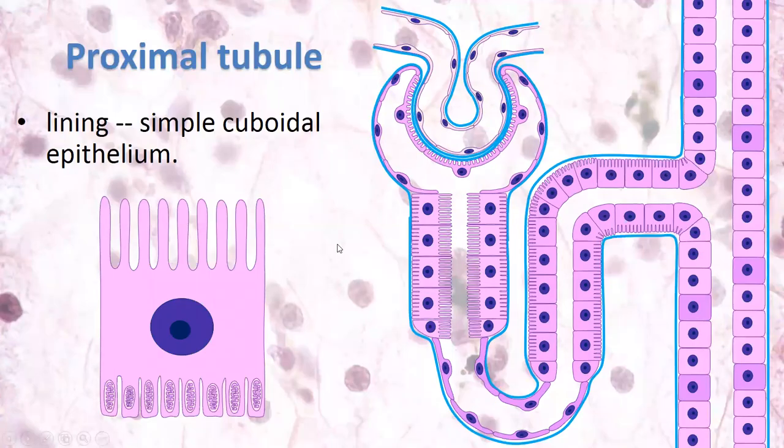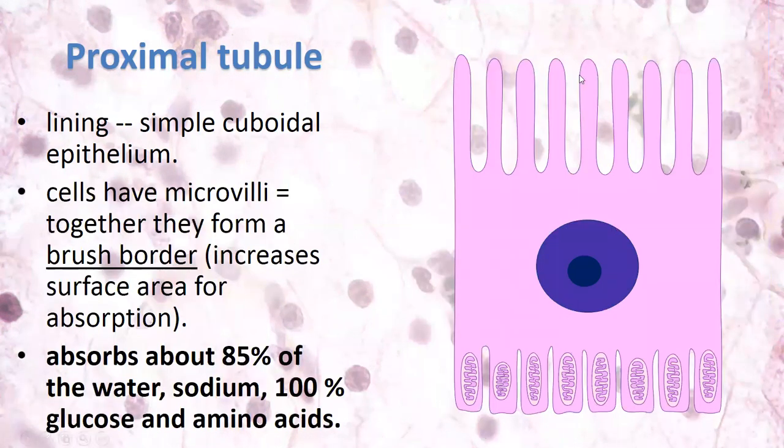So the proximal tubule has simple cuboidal epithelium with microvilli, with a brush border, which increases the surface area of the cells, and it provides absorption of the nutrients into the bloodstream. And this way the proximal tubule absorbs about 85% of the water. You remember that about 100 liters per day of primary urine is produced, and about 85 liters of that water goes back to the blood vessels in the proximal tubules, and about 15 liters per day go to the following tubules, where reabsorption of water also takes place.